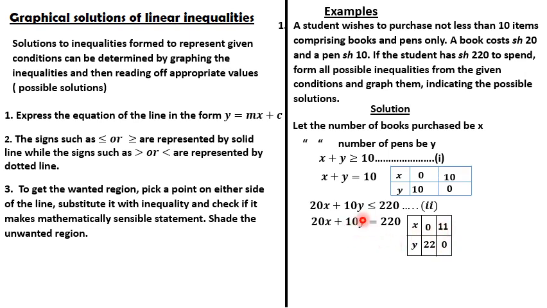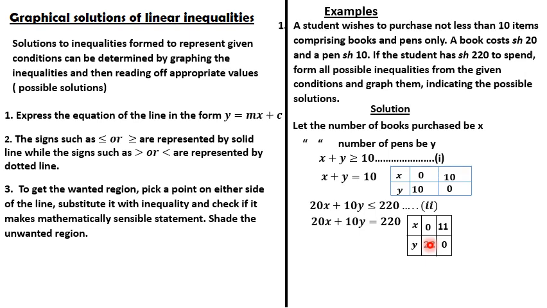We substitute Y to be 0, and it becomes 10 times 0, which is 0. Then we have 20X plus 0 is equal to 220. 220 divided by 20 gives you 11. So those are also another table that we are going to use. These are the X and Y intercepts, and these are the points that we are going to plot on the Cartesian plane, or on a piece of graph paper. Then we can get the boundary of the inequality.